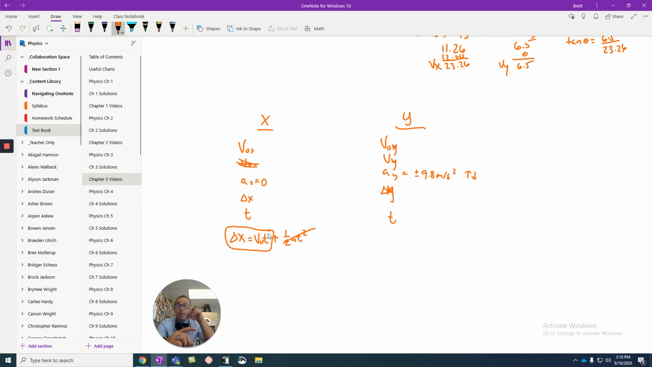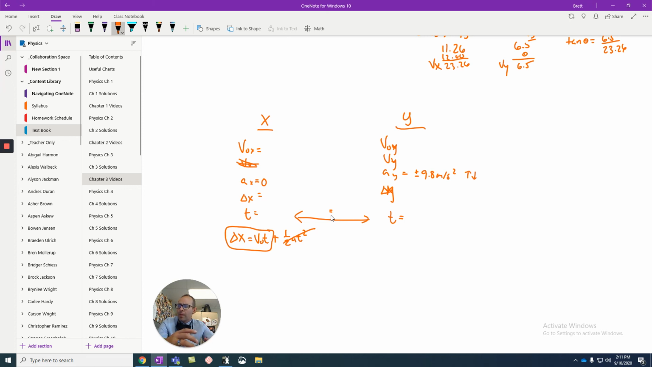Anyway, this is our equation for the x side. If we know the initial velocity and the time, we can find the position. If we know the position and the velocity, we can find the time. All of these are direction-based, except for time. Time is independent of direction. So the time in the x is the same as the time in the y. They're going to be related to one another.